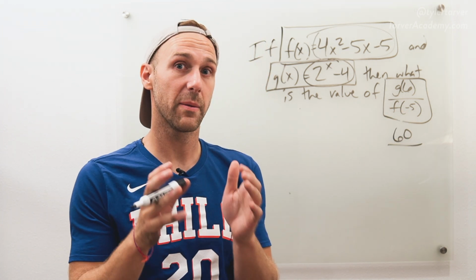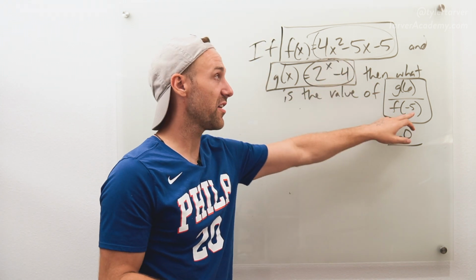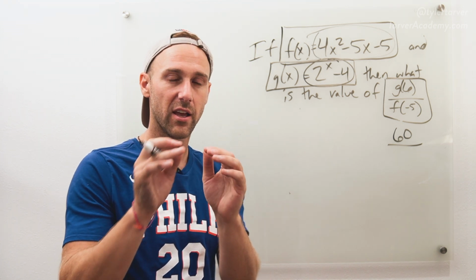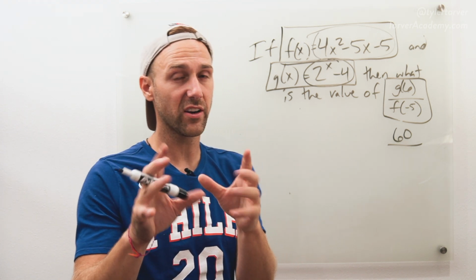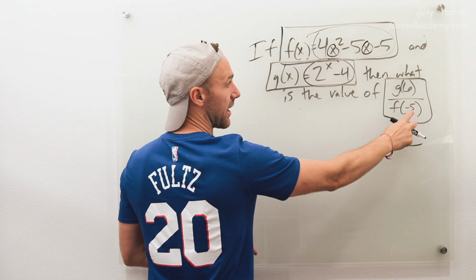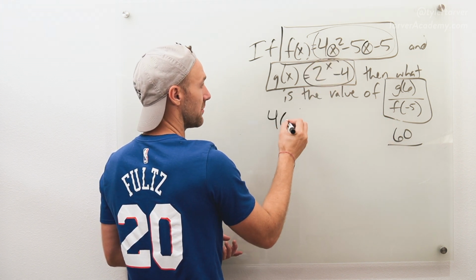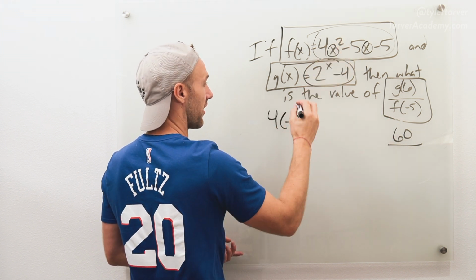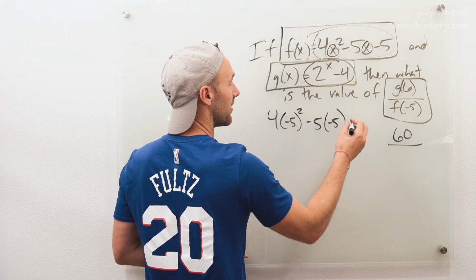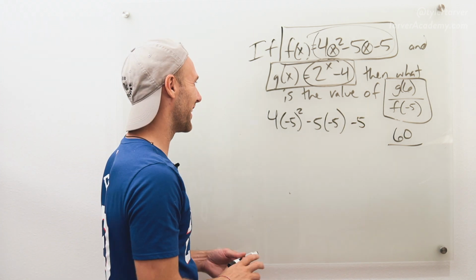Now here's where a lot of people will mess up. Whenever you have a negative and you're replacing a variable with that negative, make sure you put it in parentheses so that you do it correctly, okay? And if you type in your calculator, it's a very common way you can mess up, so pay attention. So everywhere I see x, I'm gonna replace that with negative 5 for my f equation. So 4 times negative 5 squared minus 5 times negative 5 minus 5. Wow, they could not have made that more complicated with all the negative 5's.